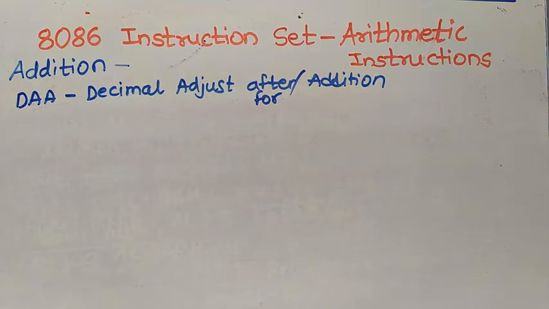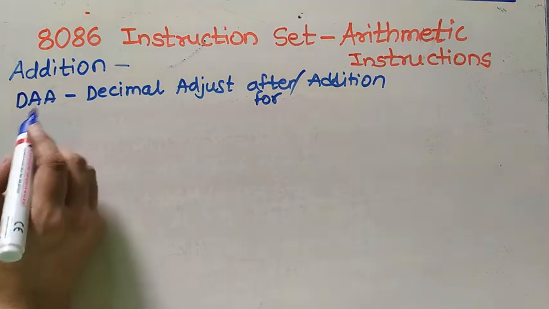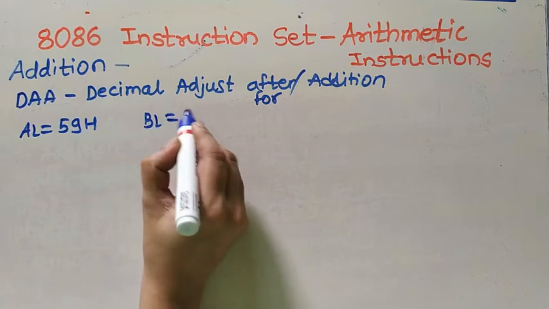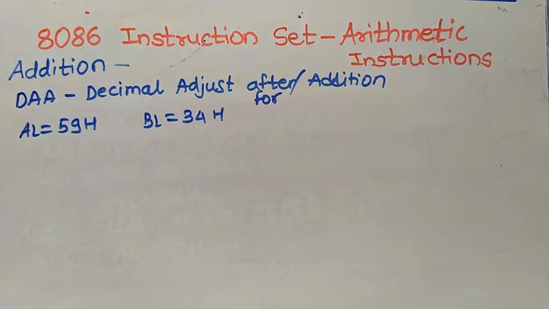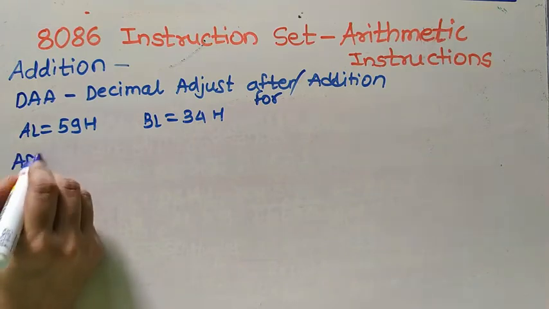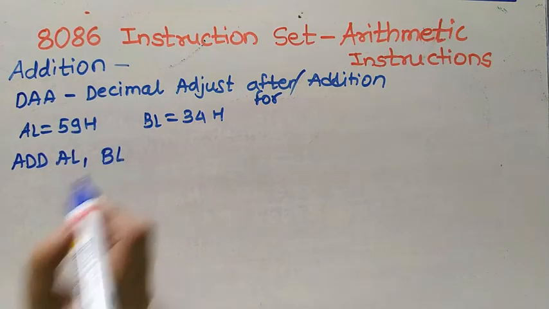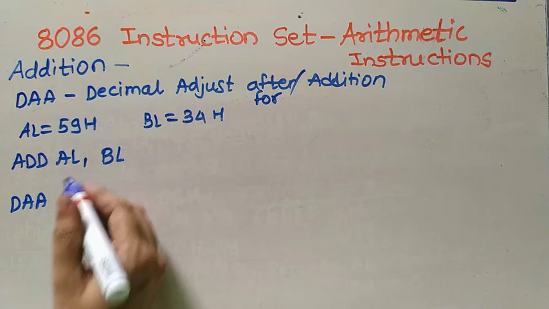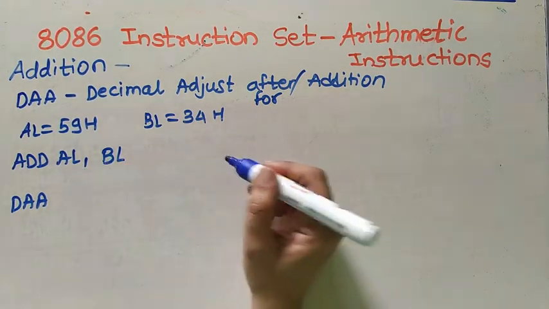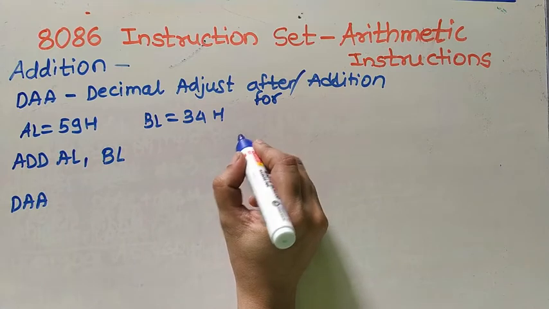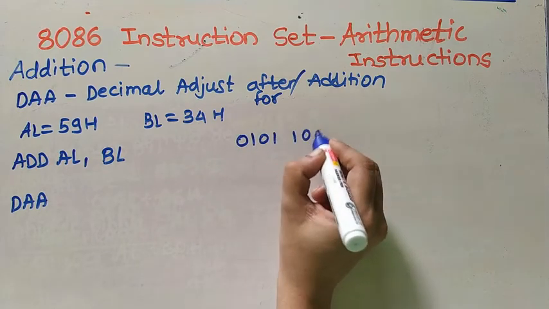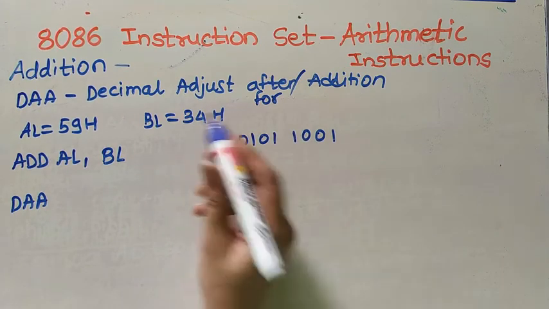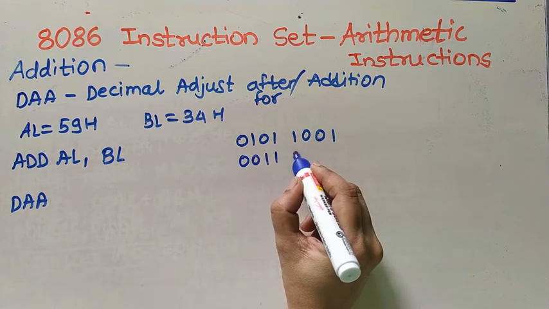Now let's see the example for this DAA. Let's consider AL is 59H, BL is 34H. We have to perform ADD AL, BL. After this ADD, the DAA instruction is performed. So in this ADD, the contents of AL, that is 59H, means 0101 and 1001. And 34H is added to it, that is 0011 and 0100.